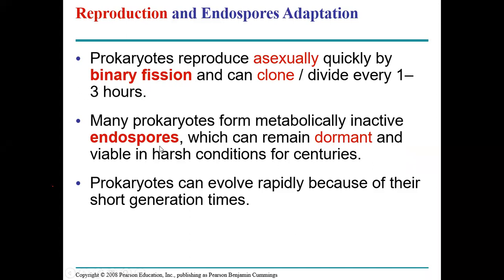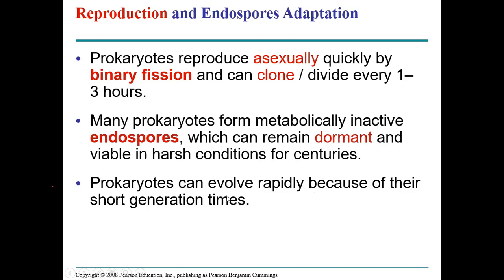Many prokaryotes form metabolically inactive endospores, which can remain dormant and viable in harsh conditions for centuries. In the case of prokaryotes, if the environmental condition is not suitable for their growth, they will produce a particular structure known as an endospore, and the endospore will remain in an inactive, dormant form for centuries. And after years, when suitable climatic conditions come, the endospore germinates again to produce viable bacteria.